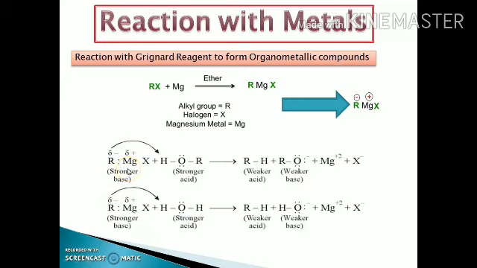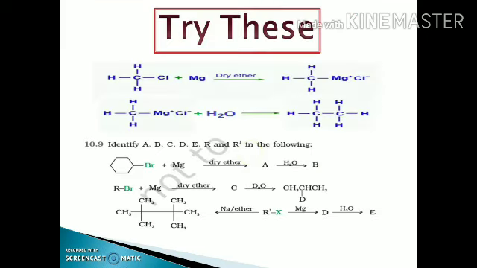Like in case of alkyl magnesium halide, the alkyl group has the partial negative charge, and it will react with the proton given by alcohol, water, amines, etc., and it will give the weaker acids such as hydrocarbons. Magnesium halide hydroxide is formed as a byproduct. In case of water, if the Grignard reagent reacts with water, it also abstracts a proton from the water molecule to give hydrocarbon as a major product. Now try these examples.